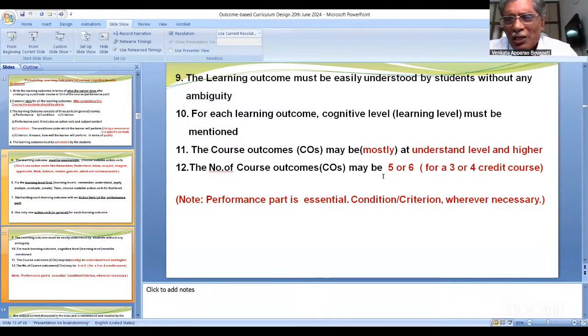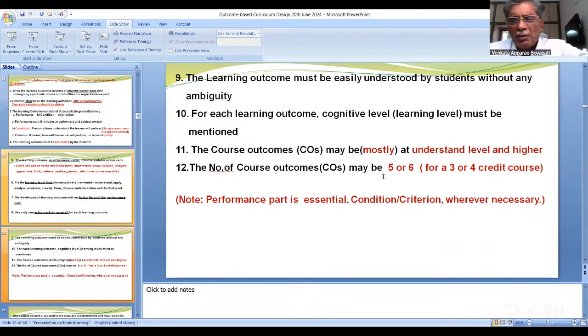Some universities ask me questions in such workshops. Sir, in our university, for all the programs, 4 units, 4 course outcomes, uniformly across the departments, for a 4 credit course. That is wrong. 4 course outcomes for a core 4 credit course are not acceptable. 5 or 6. The National Board of Accreditation mentioned 6 course outcomes for a 4 credit course. And there is no need for uniformity across the departments.